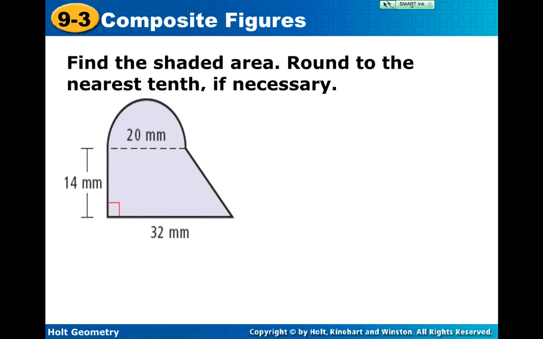So here's our first one. And my circles in that are a little bit distorted. Again, this projector is pulling it in from the sides, making it skinnier, so it's a little off. But I think you can still figure out what's going on. It says find the shaded area, round to the nearest tenth if necessary.